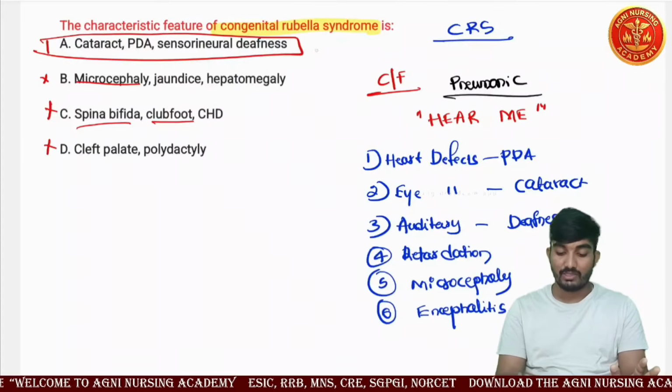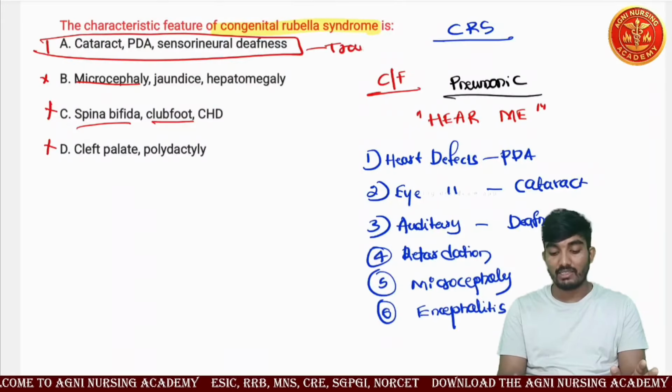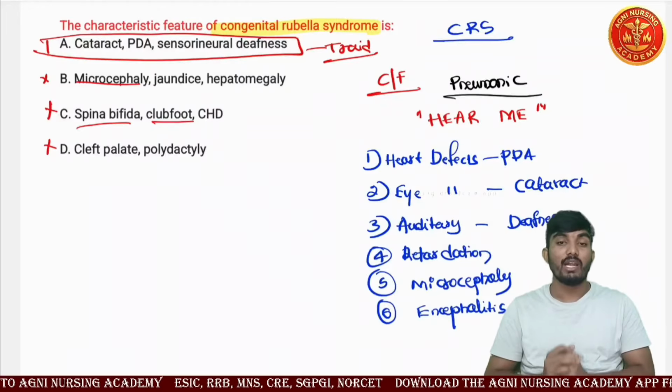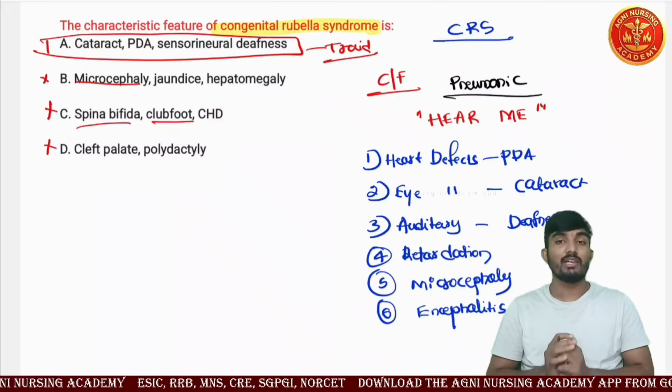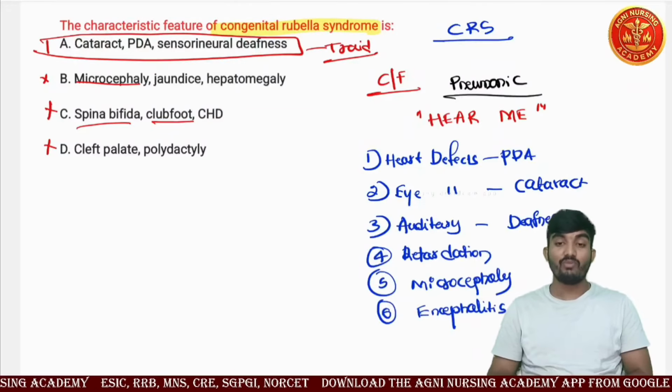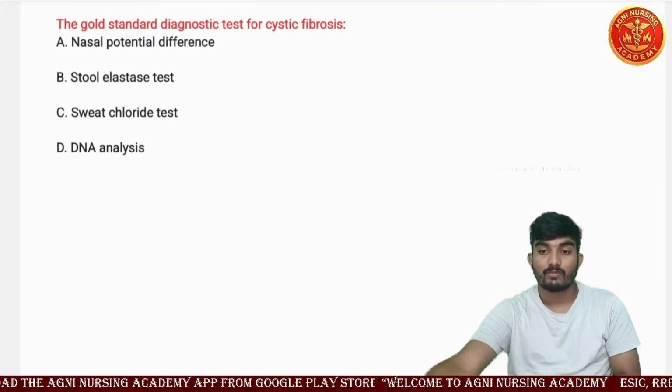Sensory neuronal deafness. This is one of the triad in congenital rubella syndrome. A is the correct answer for our question. Now we are going to the next question.